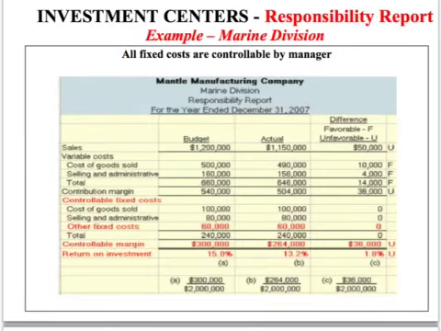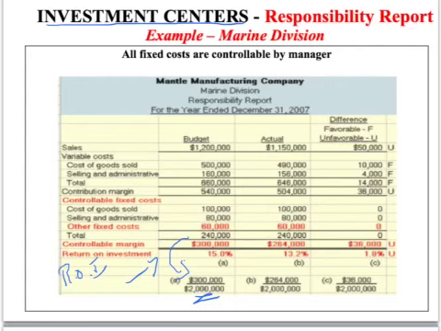Now, if the manager is responsible for profit, as well as how much money he has invested in his particular responsibility center, then we call that an investment center. And all we do is we relate the controllable margin to the amount of money invested in the division. And so we get what's called an ROI, return on investment.